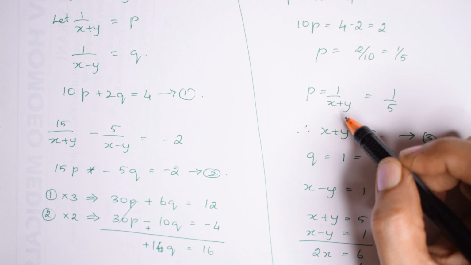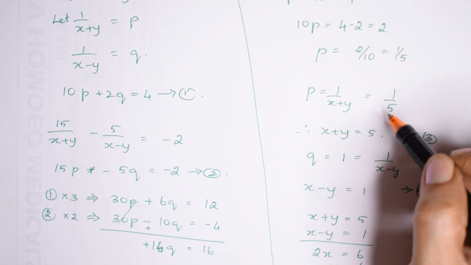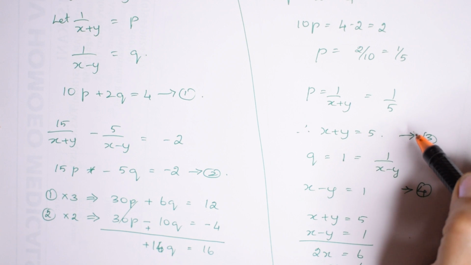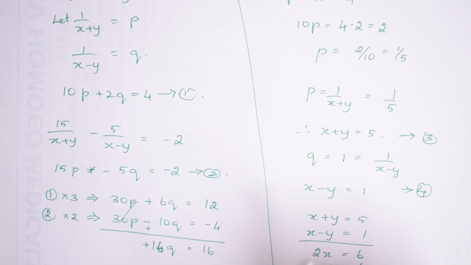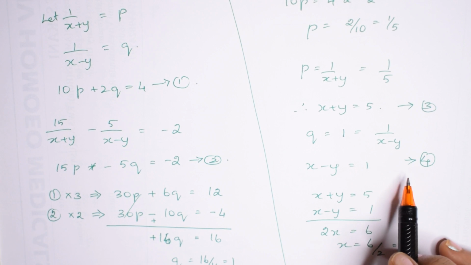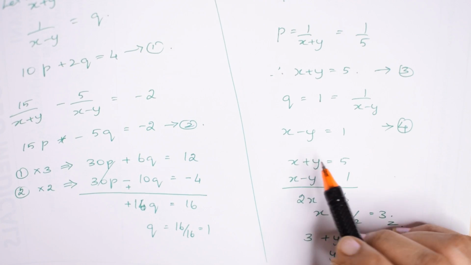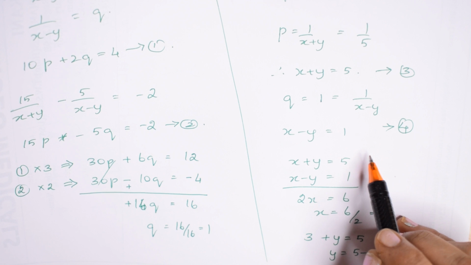Here first I considered p is equal to 1 by x plus y, right? So x plus y is equal to 5. This becomes one more equation, and again q's value is 1. So 1 by x minus y is equal to 1, so x minus y is equal to 1 becomes the fourth equation. So we have two more equations, x plus y is equal to 5, x minus y is equal to 1.